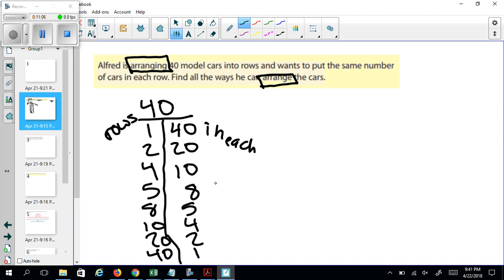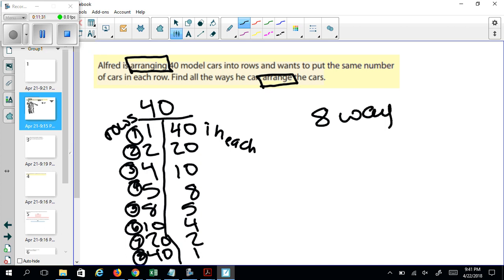Okay. So how many ways can we arrange the cars? Let's count them together. So it's going to be 1, 2, 3, 4, 5, 6, slow down, 7, 8. There you go. Interesting. So I can have 8 different ways that I can arrange these cars in the rows. Absolutely. Okay. Very good. All right.